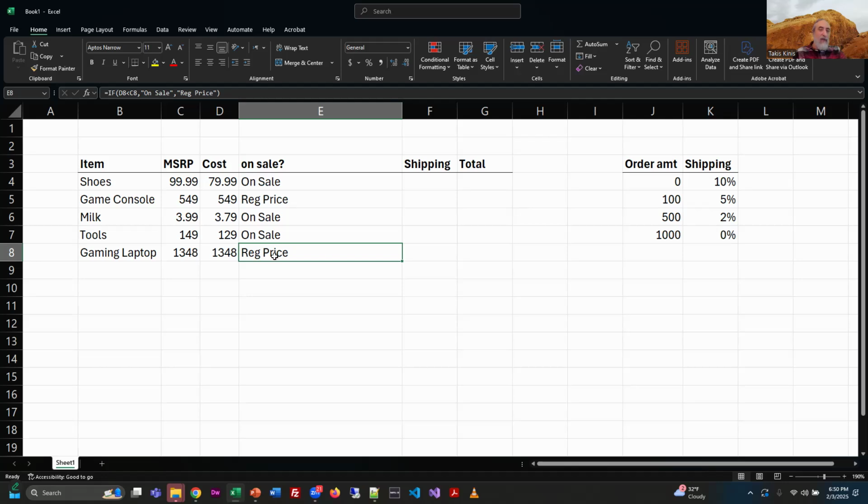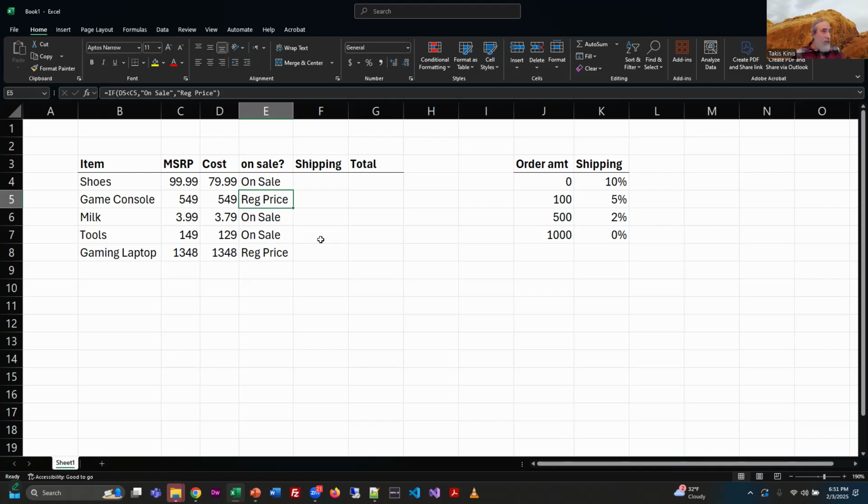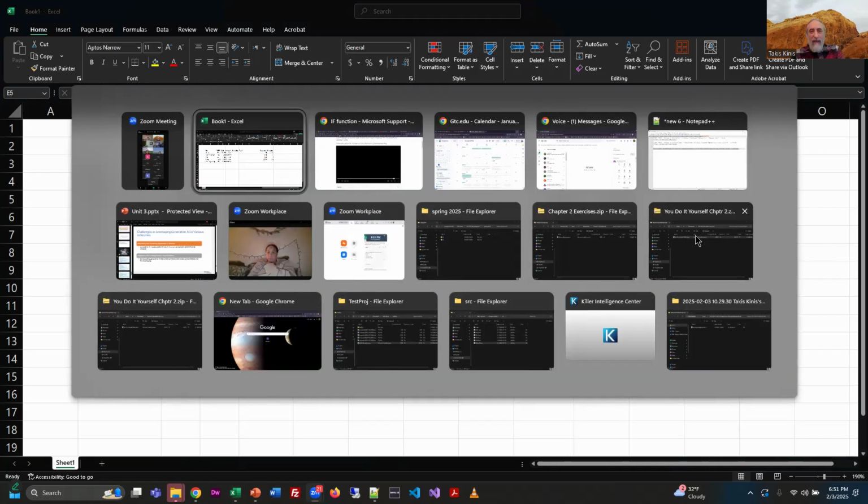But you notice how that's really helpful. Now, it could be dropping in text. It could be dropping in numbers, right? It can drop in whatever is useful, right? All right. So that's how the if formula works. Let's move on now to the VLOOKUP.